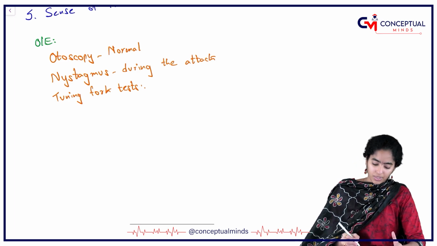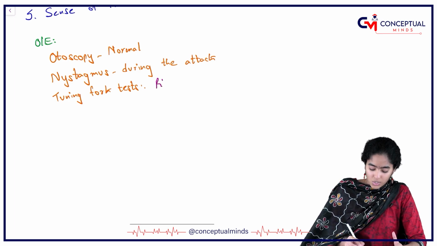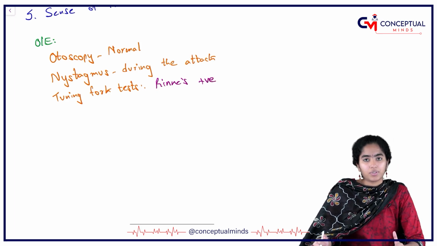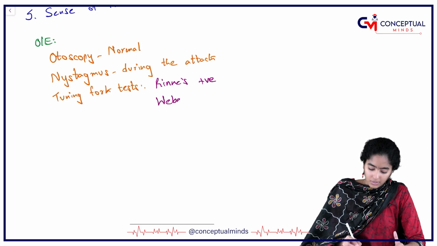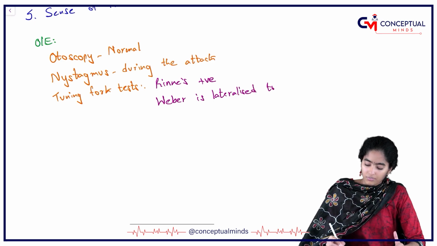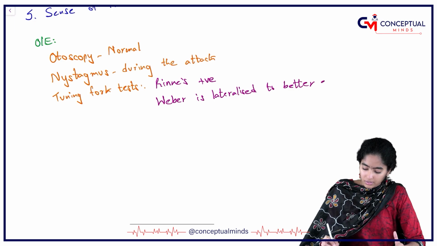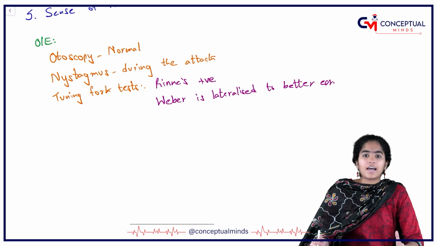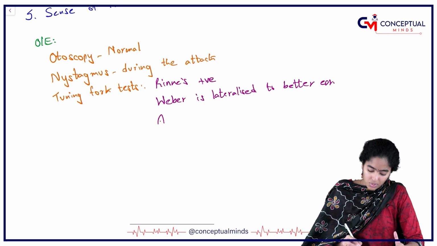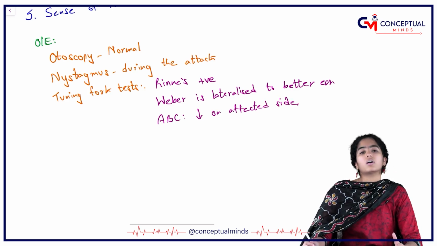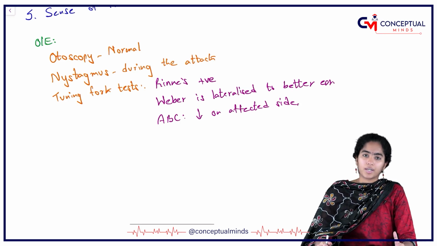What are the features of sensorineural type of hearing loss? Rinne's is positive. Now, Rinne's is positive in a normal person as well as in a person with sensorineural type of hearing loss. Weber is lateralized towards the better ear. And absolute bone conduction test is reduced on the affected side. So these are all features of sensorineural type of hearing loss.